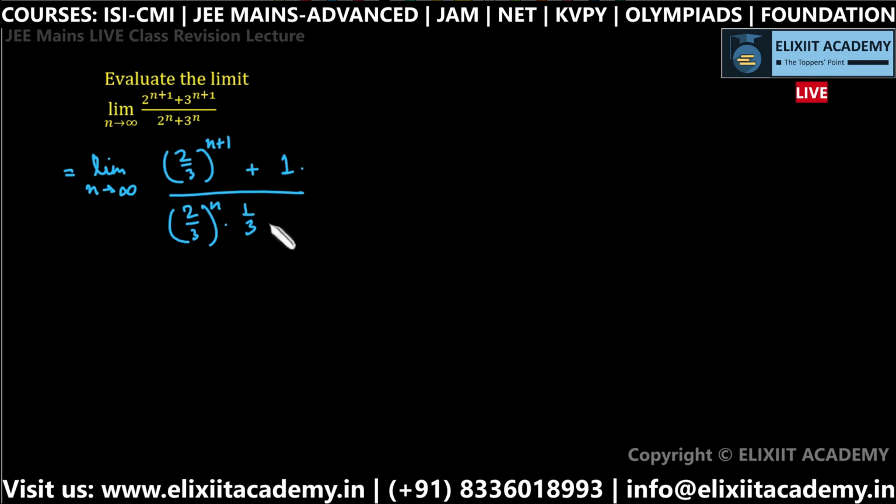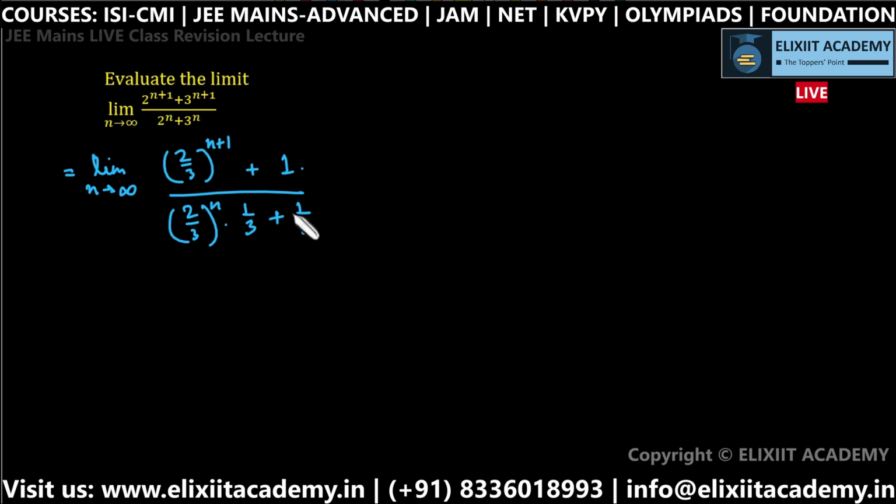We are taking out 3 to the power n plus 1 common from both the numerator and the denominator. So this is (2 to the power 2 by 3 to the power n) into 1 by 3, and this is plus 1 by 3, right?